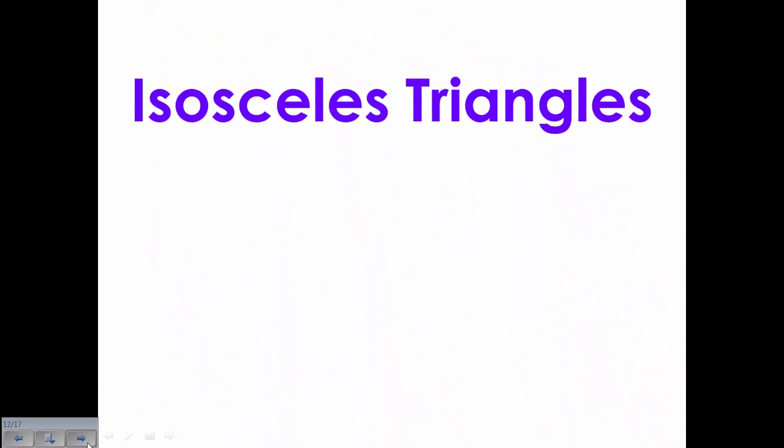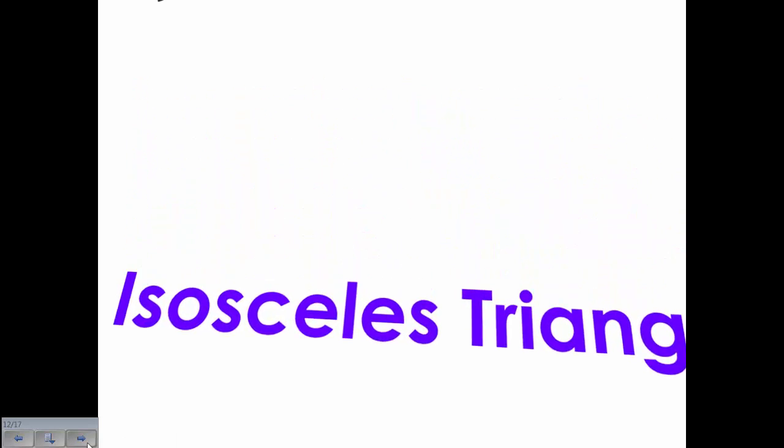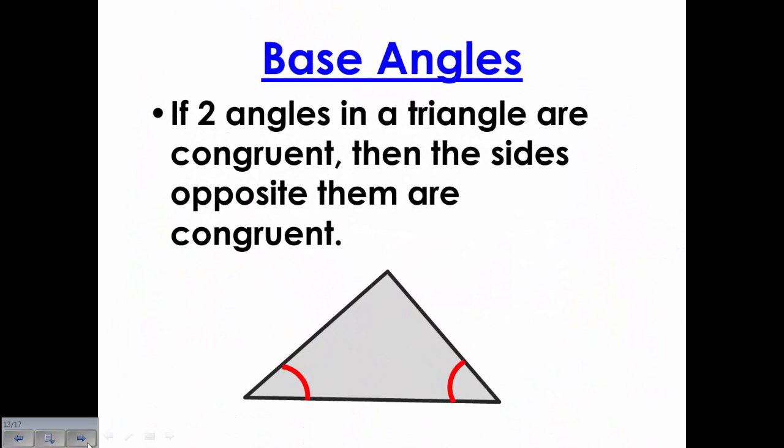An isosceles triangle has two congruent sides. When you have two congruent sides, you'll also have two congruent angles. Let's take a look at a concept called base angles. If two angles in a triangle are congruent, then the sides opposite of the congruent angles are also congruent to each other.